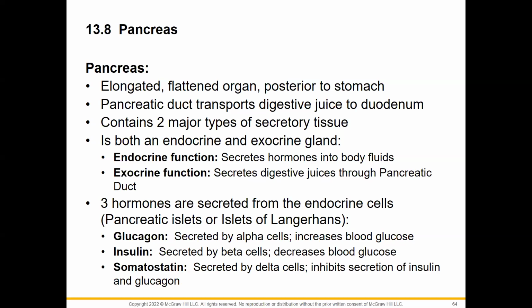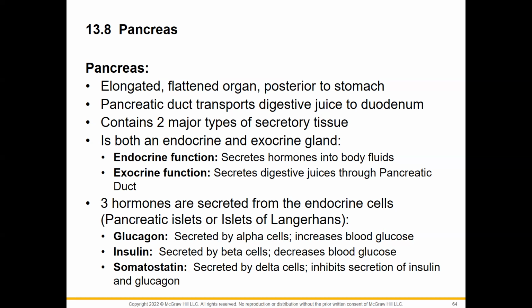Welcome back to our discussion on Chapter 13, the endocrine system. We are now discussing the pancreas. So, the pancreas is an oddly shaped organ. It is long, that's what elongated means. It's kind of flat and it's behind or posterior to the stomach in the abdominal pelvic cavity.